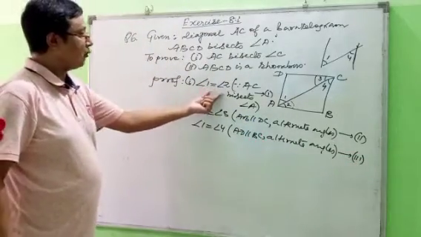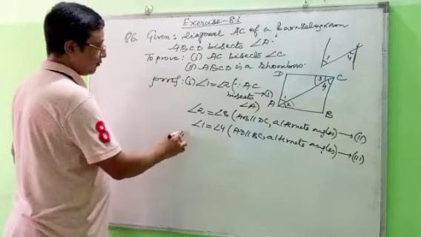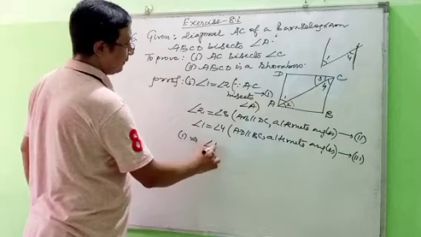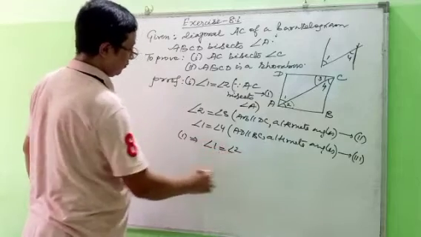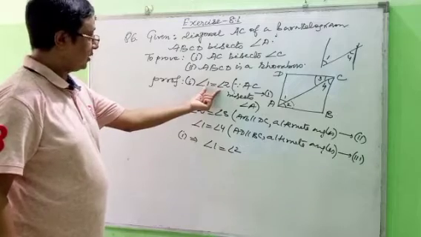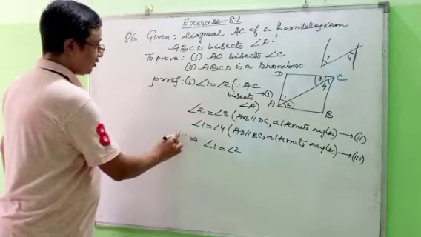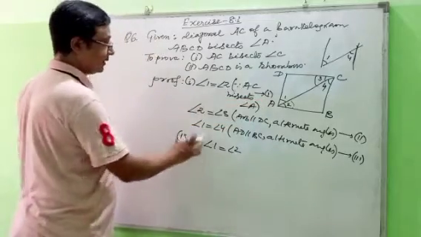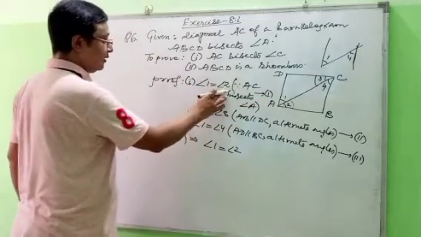Now you take from 1. So you take from 1. So you got angle 1 is equal to angle 2. So from this first one, from equation number 1, you got that angle 1 is equal to angle 2.